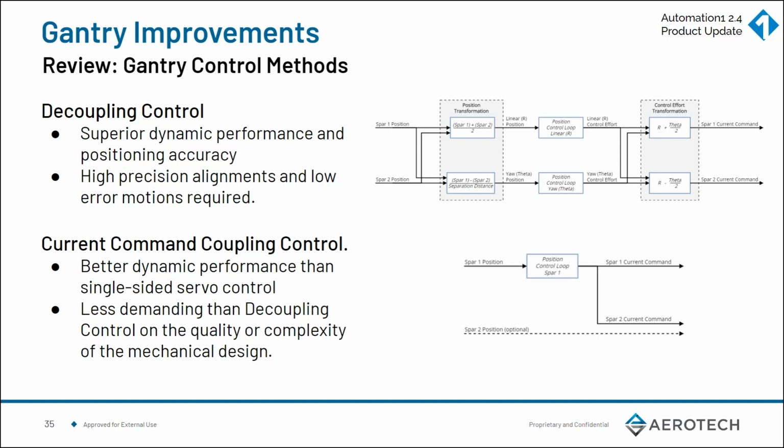There's another gantry control method which is much simpler, but it's much better than, say, dynamic performance achievable if you were only controlling one SPAR. In this case, it's less demanding than decoupling control on the quality and complexity of the mechanical design.